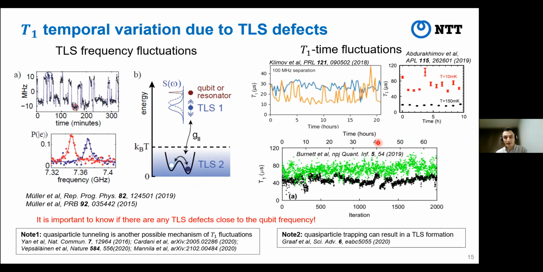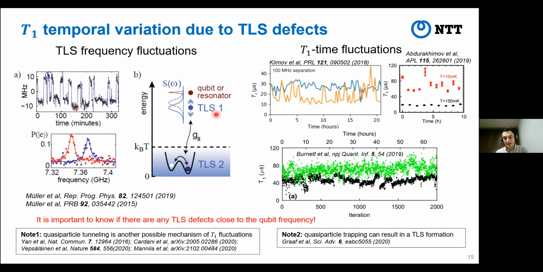Why is it important to know the spectral distribution of two-level systems? It was shown that the interaction between the qubit and a near-resonant two-level system can result in temporal variations of T1 time. So in any real device, you probably have many two-level systems at different frequencies. You probably have two-level systems at high frequencies, very close to your qubit. And you also have some two-level systems at very low frequencies, below the level of thermal fluctuations.